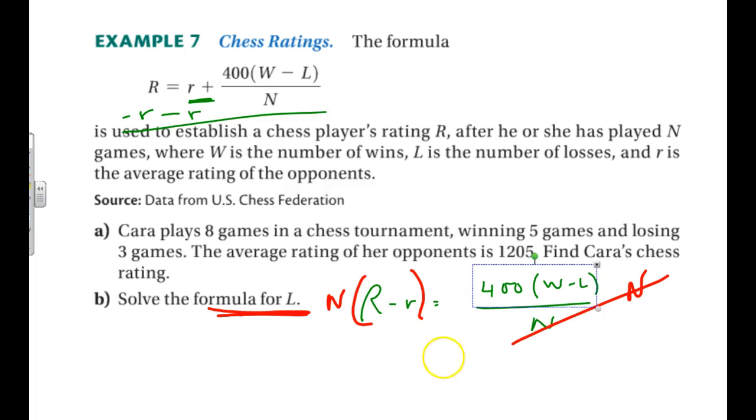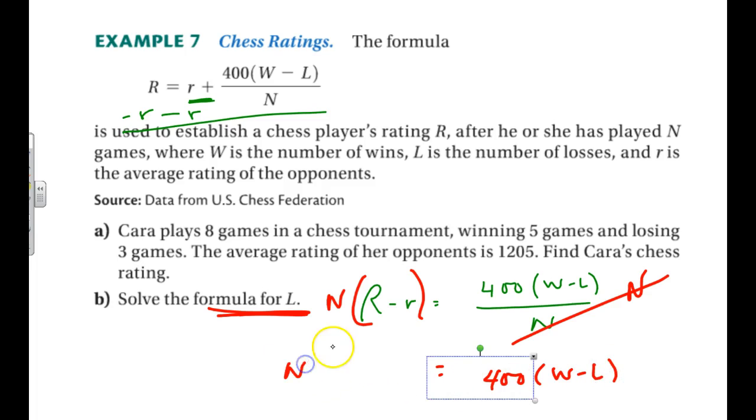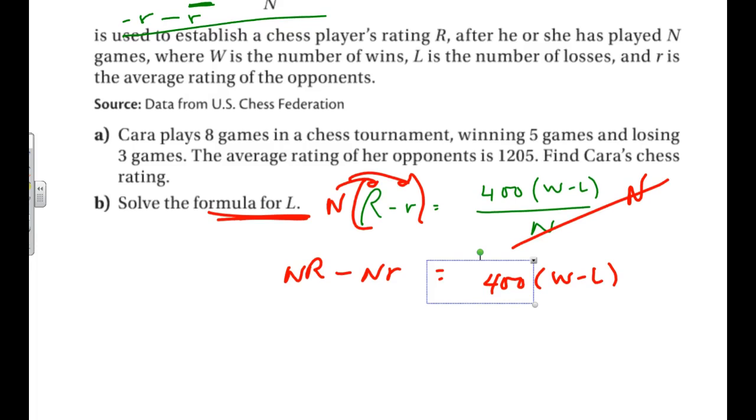Again, just trying to get W by itself. So 400, the wins and the losses is equal to a mess. Well, you'll have to decide if you want to distribute this. I'll go ahead and distribute it. You don't have to, but I'll say nR minus n capital R and small r. I don't know if the author distributed that or not, but we will.